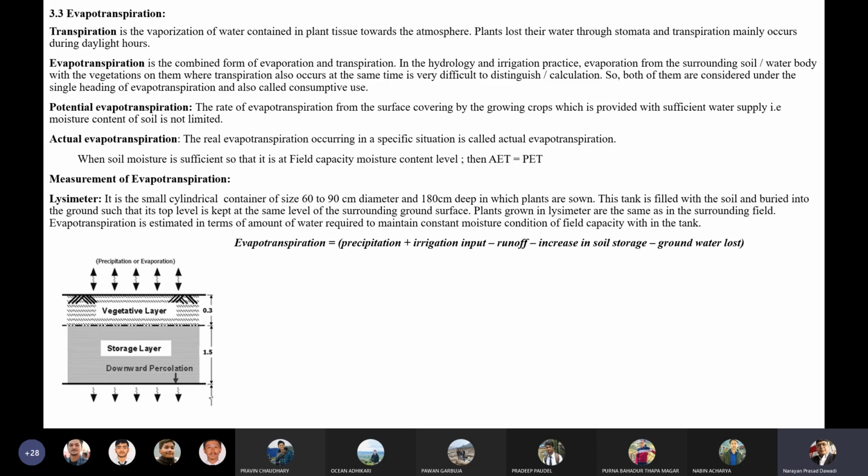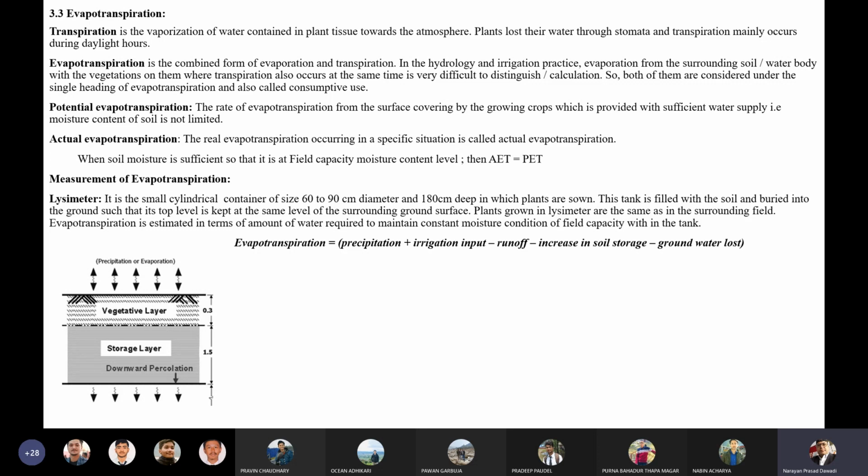The actual evapotranspiration is the real evapotranspiration occurring in a specific situation. When the soil moisture is sufficient, so that it is at field capacity moisture content level, then actual evapotranspiration is equal to potential evapotranspiration. But if the water supply to the crop does not provide sufficient moisture content, because the moisture content is limited in the soil, because the optimum moisture content is not provided up to its field capacity, because the field capacity is the maximum moisture holding capacity of the soil.